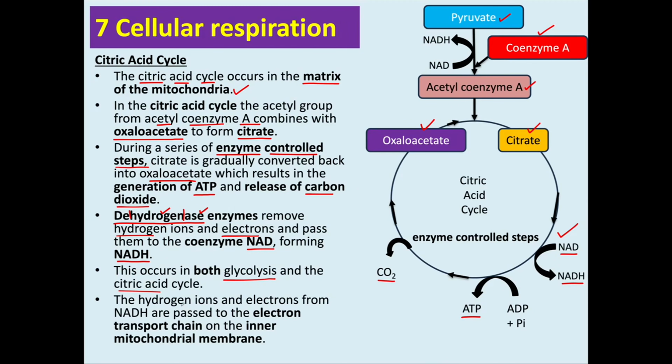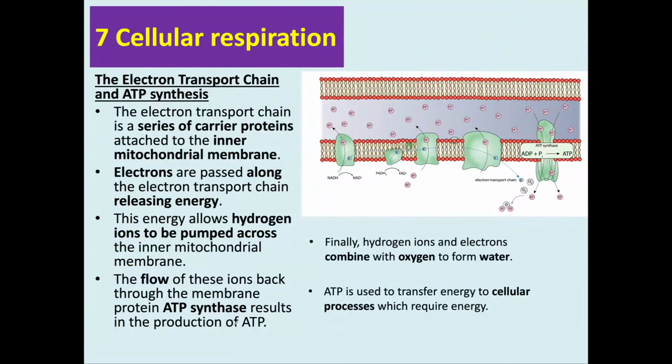And then finally, those hydrogen ions and electrons that are part of the NADH are passed on to the next stage of the process, which is known as the electron transport chain, and we'll get to that in a second. And that's located on the inner mitochondrial membrane. So let's look into that. The electron transport chain and ATP synthesis.